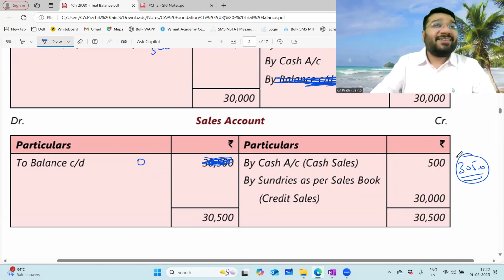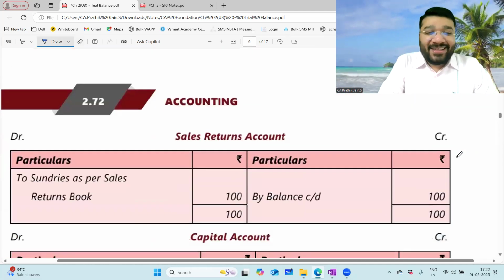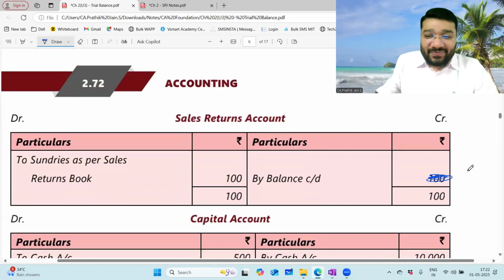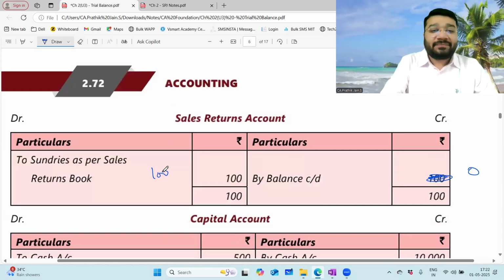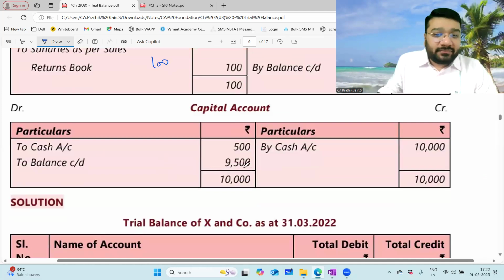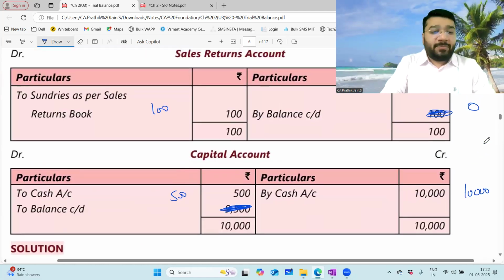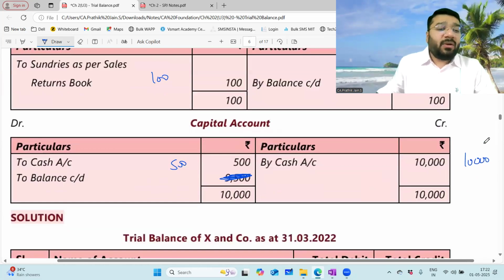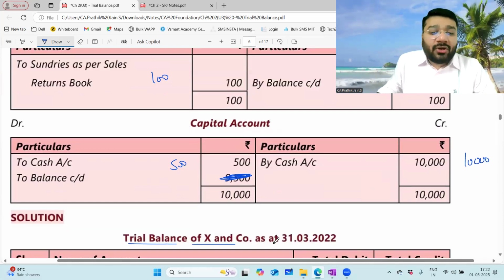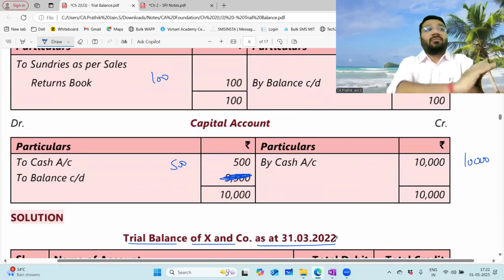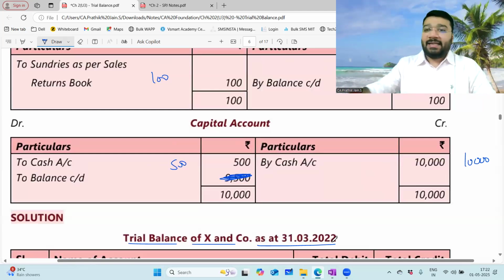Now 3,500. Okay. Sales return account. Credit 0, debit is 100. Capital account. 500 here in debit side, credit side 10,000. Any problem? No problem. Now, all of you take a fresh page. This is question number 1. Write heading trial balance of X & Co as on 31/3/2022. Fast. I'll enjoy this.